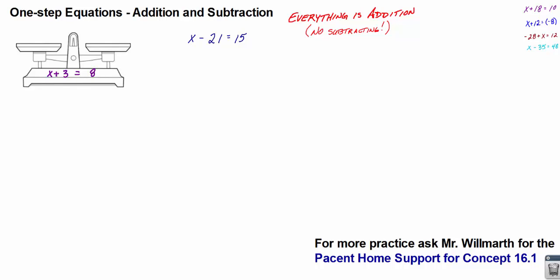So this is our one-step equations video covering addition and subtraction. There's a second video that's going to cover multiplication and division. You'll get to that one in a little bit. Here's the goal today. We're going to go through some problems. Got a problem here, got a problem up here, got some more problems right over here for you.